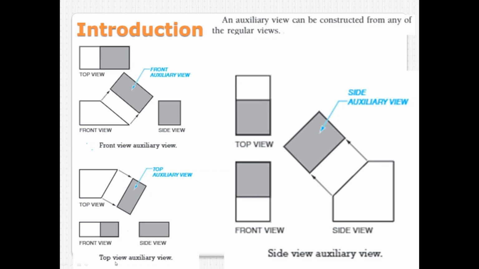This is another example of a top view auxiliary view, and this is the top auxiliary view. This is the front auxiliary view. When you project them from your front view, you call it front auxiliary view. When you project them from your top view, you call it top auxiliary view. When you project them from the side view, you call it side auxiliary view.